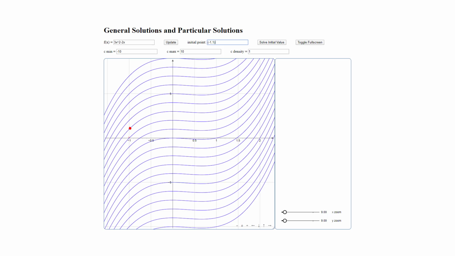So let's see. If I solve the initial value, oh, I was right on. So there's the point negative 1, positive 1, and that's the curve that's passing through that particular point. And if you'll notice, the intercept here is 3. That means I have my original function shifted up 3 units, which is why we found c was equal to 3. So we solved for the one particular solution out of all these possibilities that would pass through that particular point.